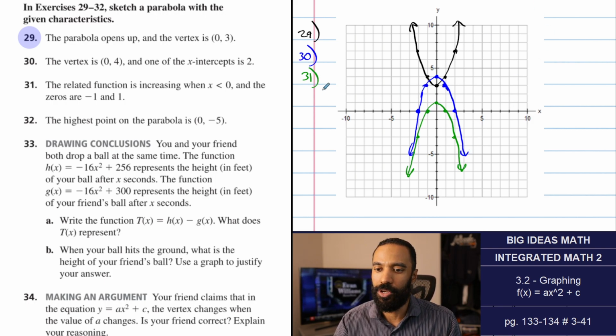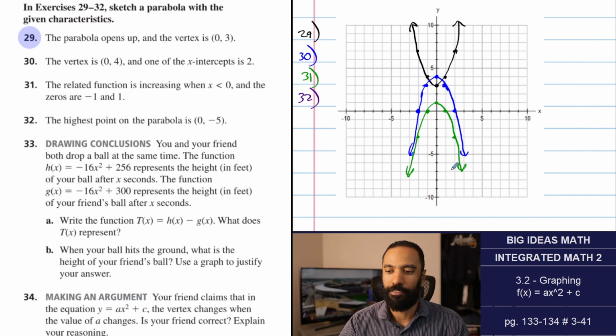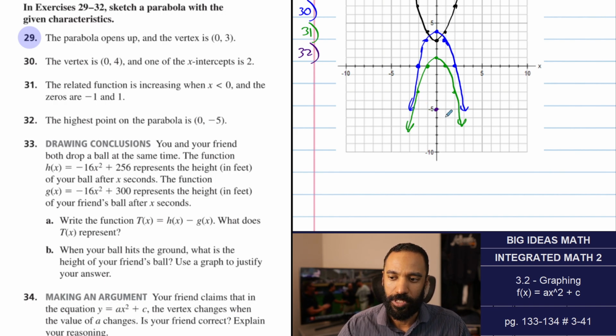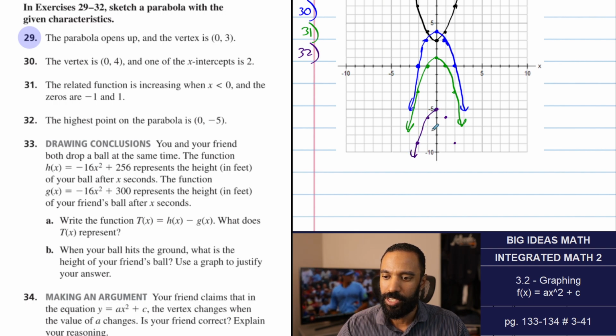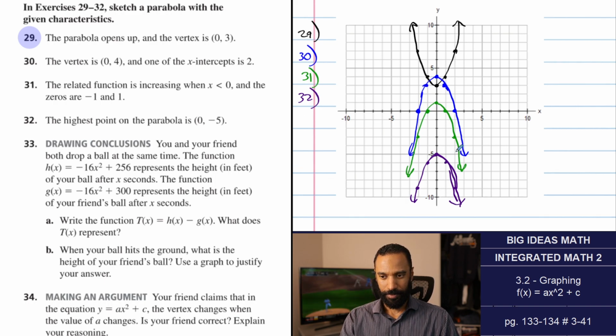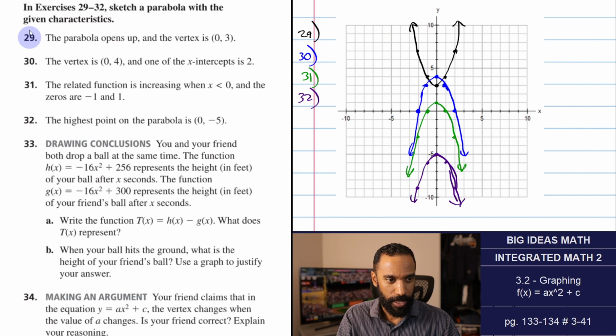And then number 32, the highest point on the parabola is (0, -5). So if (0, -5) is the highest point, that also means it goes upside down. I can once again hit those 1s: 1, 1, 2, 4, that kind of stuff. That's going to look best for me. So they all have the same stretch factor, a of 1 or -1. Oh my gosh, hideous. Well, that's the highest point if it goes upside down. I'm sorry, that was 29, 30, 31, and 32.